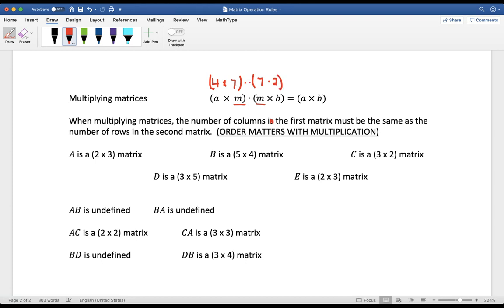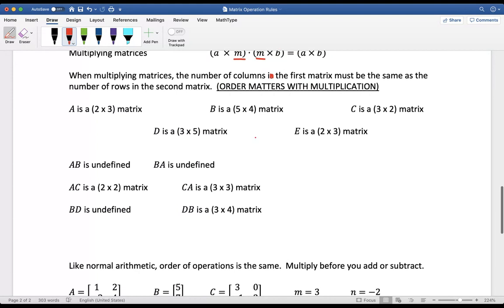As long as these two middle ones are the same, your outcome will be this is the number of rows it will have, a 4 by, and this will be the number of rows it has, 2 matrix. So the outcome is always the number of rows in the first and the number of columns in the second, and you can only multiply if the number of columns in the first and the number of rows in the second match. Those two match.